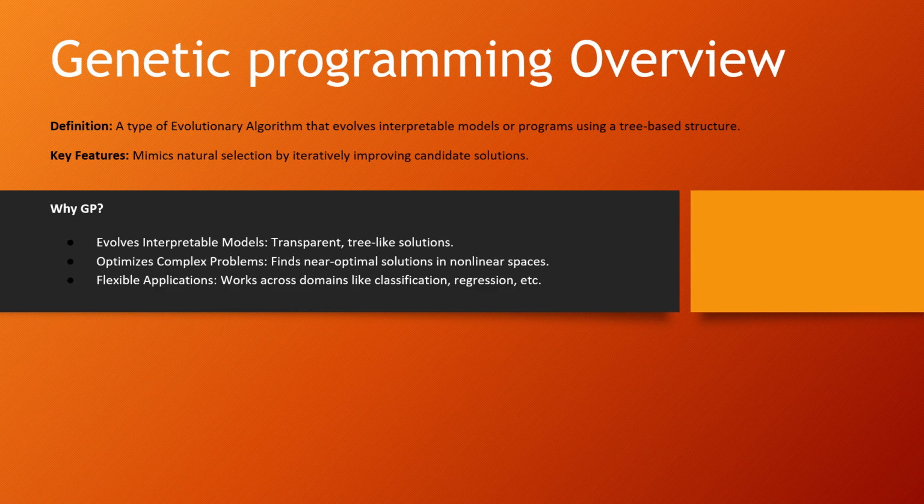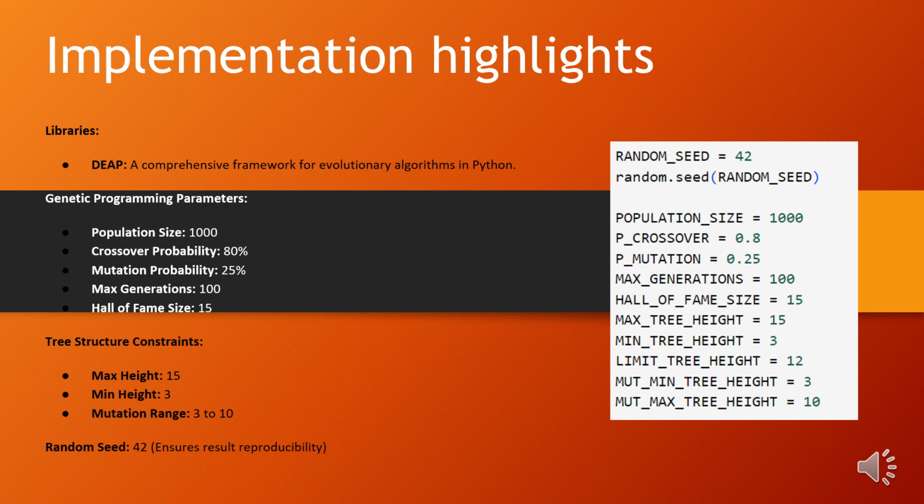Now let's see why GP is so useful. The solutions it generates are tree structures, which are transparent and easy to understand. GP is great at finding solutions in tricky nonlinear problem spaces where traditional methods might struggle. It can also be applied across domains like classification, regression, and even optimization problems. So, in essence, GP is like a creative problem solver that improves with each iteration and produces solutions we can trust and understand. For this implementation, we use the DEAP library, which is a powerful Python framework for evolutionary algorithms.